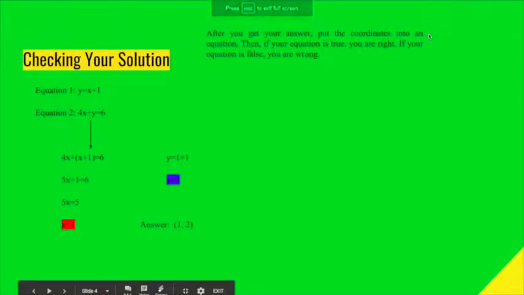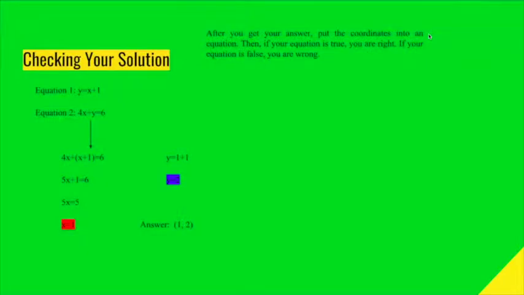Checking your solution. So our first equation is y equals x plus 1. Our next equation is 4x plus y equals 6. So we're going to put x plus 1 in for y. So then we get 4x plus x plus 1 equals 6. So then we get to 5x plus 1 equals 6. Then we get to 5x equals 5, and then x equals 1.